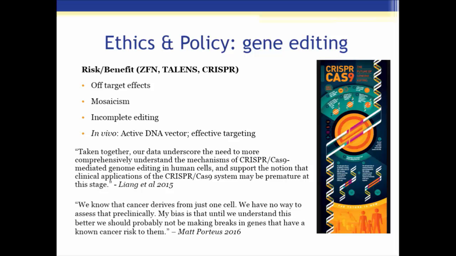Former colleague of mine at Stanford, Matt Porteus, told me in 2016, we know that cancer derives from just one cell. We have no way to adequately assess that preclinically. My bias is that until we understand this, we should probably not be making breaks in genes that have a known cancer risk to them.